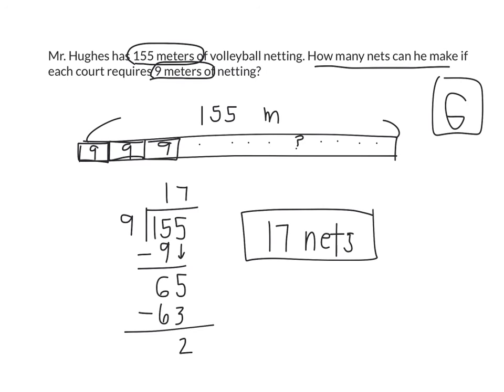In this case, we saw that the remainder was 2, which means that at the end of making 17 nets, he would have 2 meters left over. Well, he can't do anything with those 2 meters because it takes 9 meters to make a net. So those 2 meters are just extra. They're on the side. So the question's asking how many nets can he make? The answer is 17 nets.